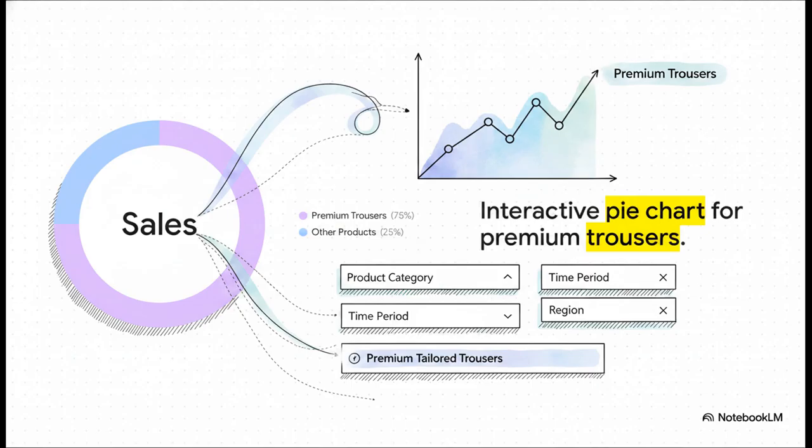Literally within seconds, the AI takes that flat, boring text and turns it into a fully functional, interactive dashboard. We're talking dynamic pie charts, line charts, and auto-generated drop-down filters that the user didn't even specifically ask for. Now, when someone in your meeting asks to isolate the data just for premium tailored trousers, you just click a filter and the entire dashboard updates instantly. You're no longer just looking at data visualization. You've built a tool for interactive data exploration.